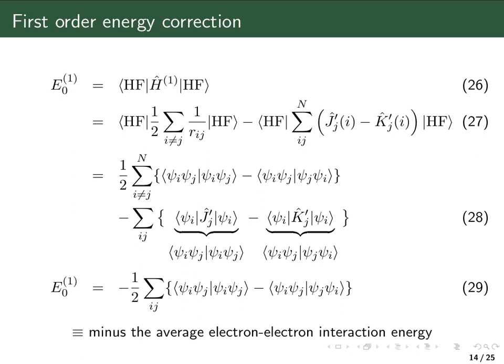If you go back to the expression for the Hartree-Fock energy, you will see that apart from the minus sign, this is precisely the average electron-electron interaction. So our first-order energy correction is minus the electron-electron interaction.